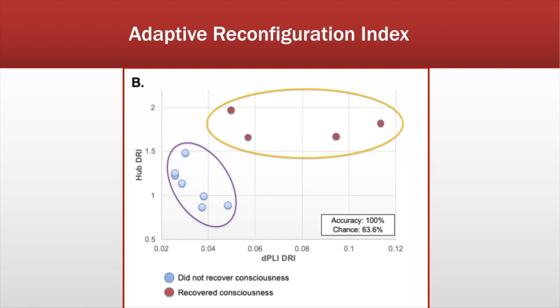We ran a k-means clustering algorithm with a leave-one-subject-out approach across all 12 of our subjects, and we can clearly distinguish those who recover consciousness from those who don't. We're very encouraged by these findings.